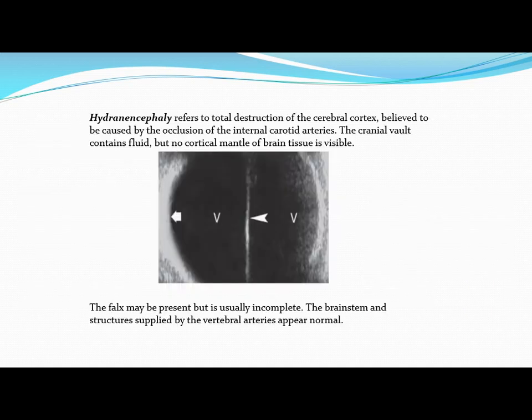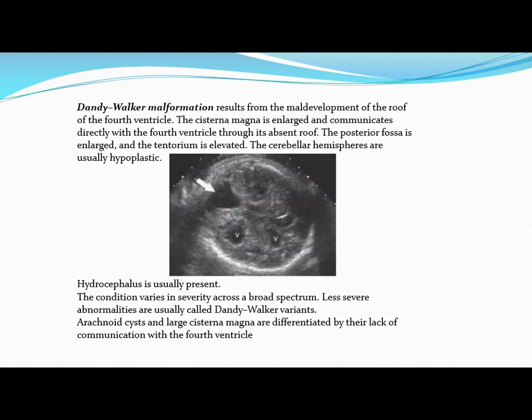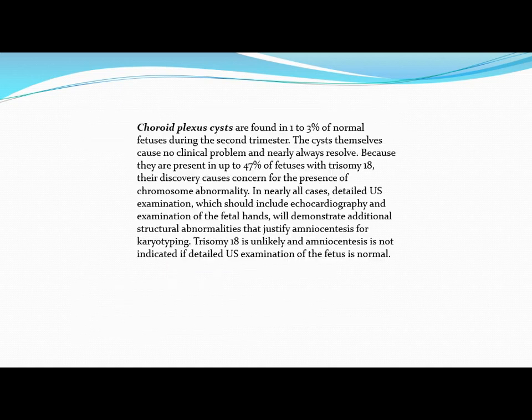Hydranencephaly. No brain tissue. The whole brain is replaced by fluid. The falx is present, usually incomplete, but there is no brain parenchyma, no cortical mantle. Next. Dandy-Walker malformation and Dandy-Walker variant. Variant is a mild form of Dandy-Walker malformation. The cerebellum is open to the posterior fossa. Next. Choroid plexus cysts.